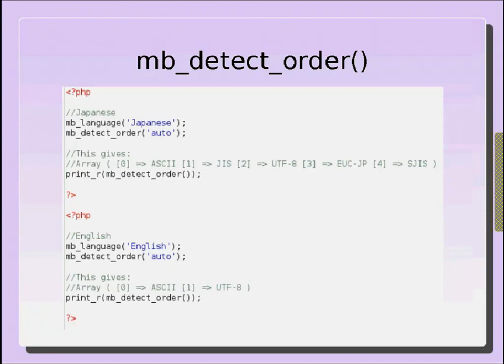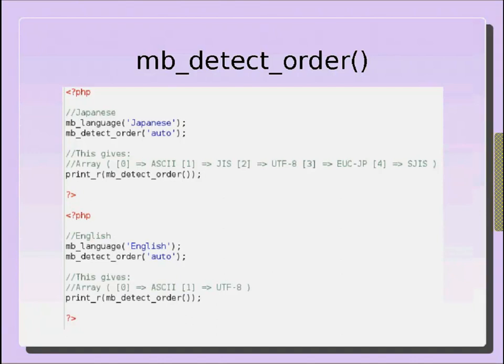If we have a look at the top one for Japanese, we set Japanese, then set the detect order to auto, and then dump out the detect order, which is basically just a list of character sets, we can see we've got ASCII, JIS, UTF-8, EUC-JP, and Shift-JIS. The character set detection in the previous slide only worked because the encodings of those particular pages were already in this list. That's basically how that worked.